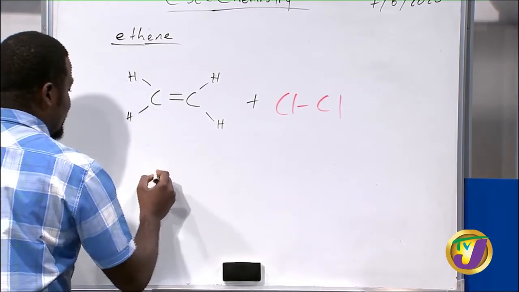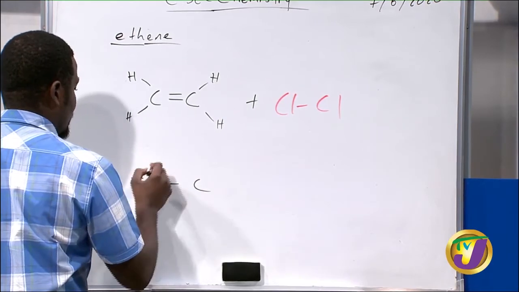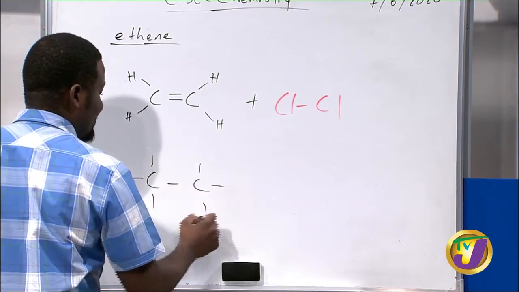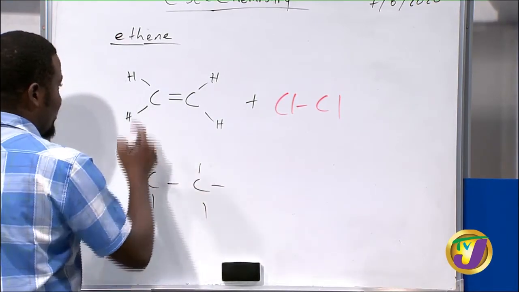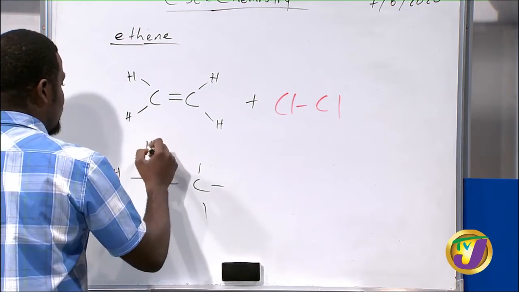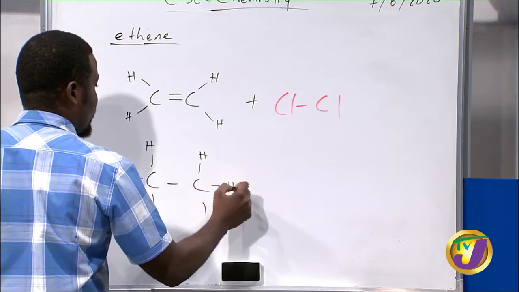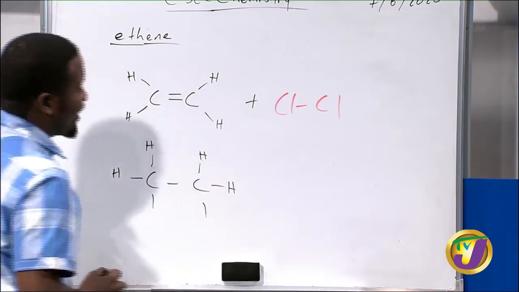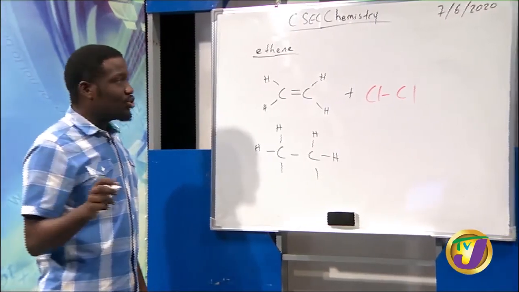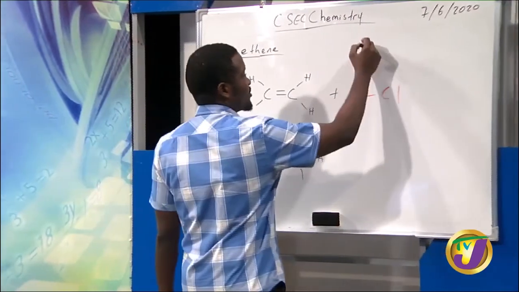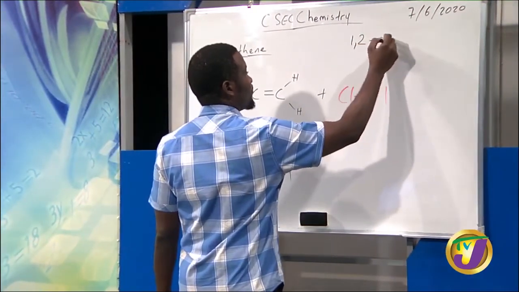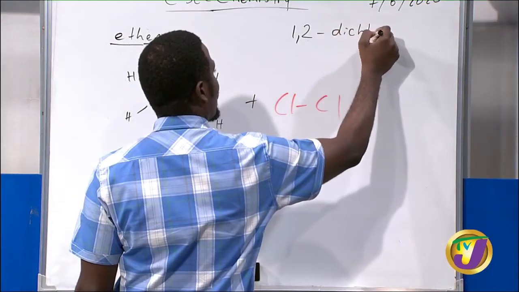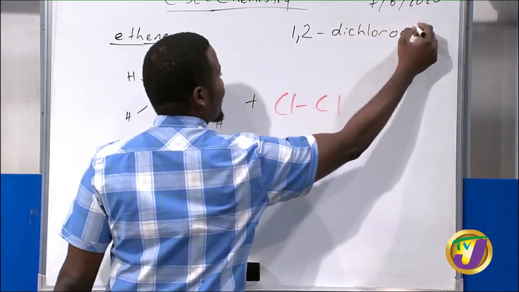All right. So C to C. So remember, always have 4 lines coming off of your carbon. So 1, 2, 3, 4. 1, 2, 3, 4. 1, 2, 3, 4. All right. And it says 1,2-dichloroethane.